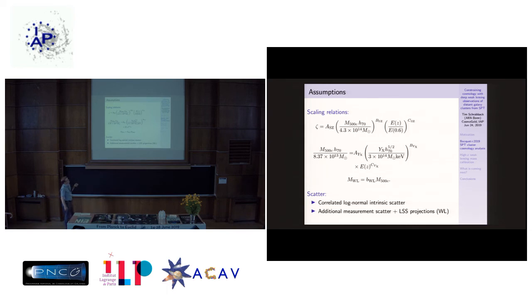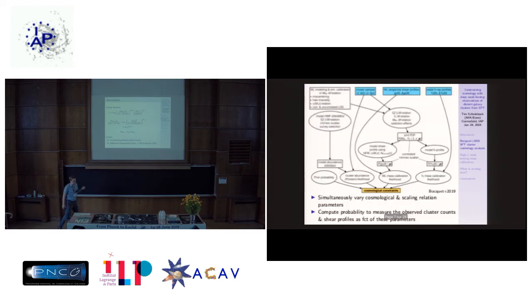And then for weak lensing, there's also a relation which relates the true mass to the measured weak lensing mass, basically accounting for these mass modeling biases. Also, of course, you can have scatter in the data. We assume correlated log-normal scatter, which is the intrinsic scatter between different observables. But then you also have measurement noise, especially for lensing, and also large-scale structure projections. It's all included. So this is basically a schematic showing the scaling relation and cosmology pipeline.